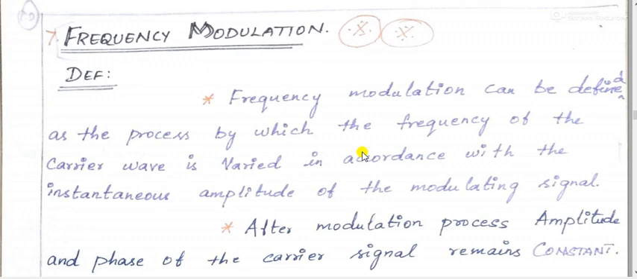Definition of frequency modulation. Frequency modulation can be defined as the process by which the frequency of the carrier wave is varied in accordance with the instantaneous amplitude of the modulating signal. The key point to understand the definition is that the frequency of the carrier wave is varied with respect to the modulating signal, and here the amplitude and phase of the carrier signal remain constant.